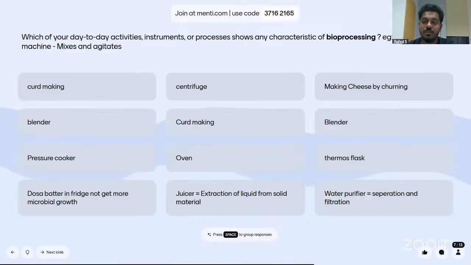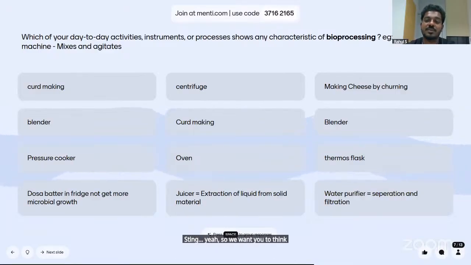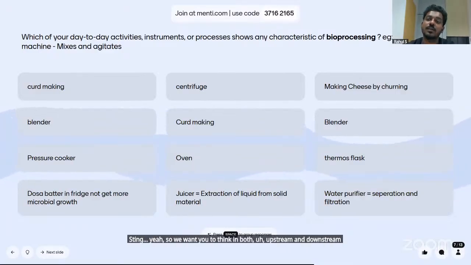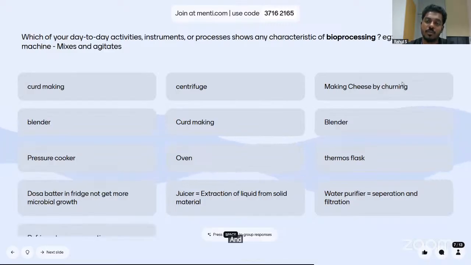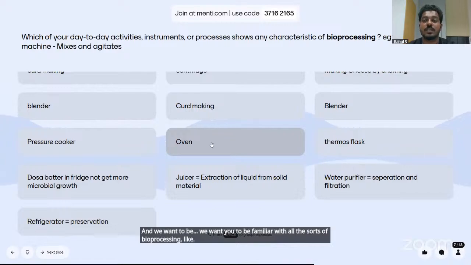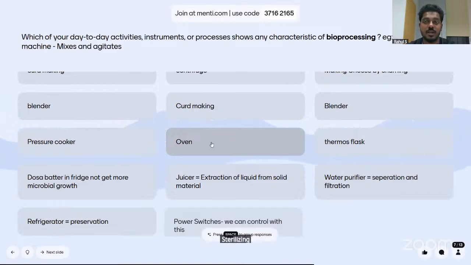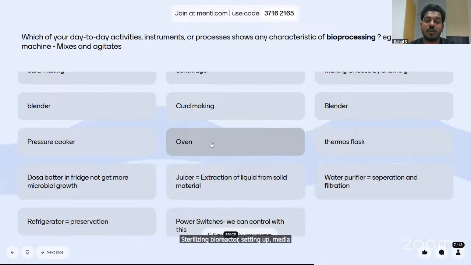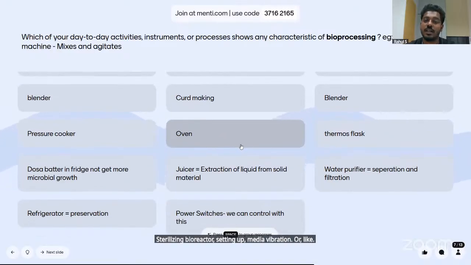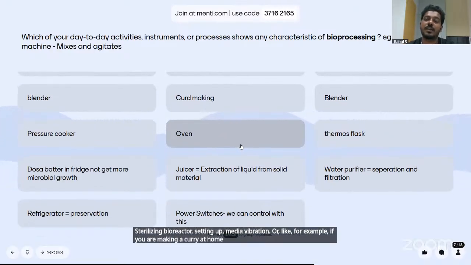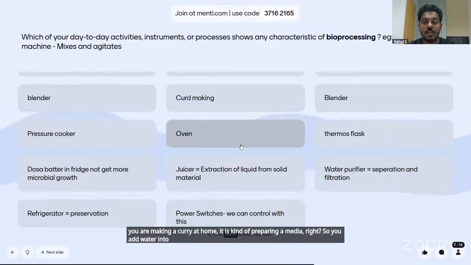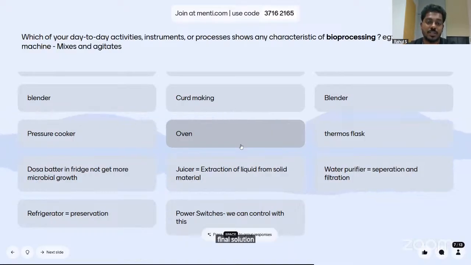So we want you to think in both upstream and downstream, and we want you to be familiar with all the sorts of bioprocessing, starting from sterilizing, bioreactor setting up, media preparation, all. For example, if you are making a curry at home, it is kind of preparing a media, right? You add water, you add so many other things, and finally make a final solution. So that's what we expected.